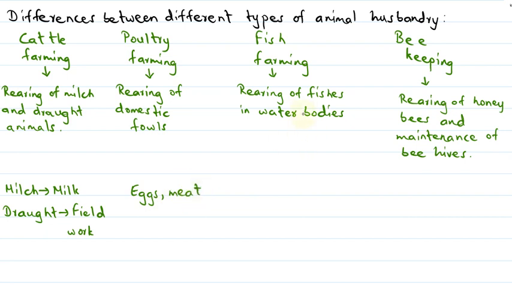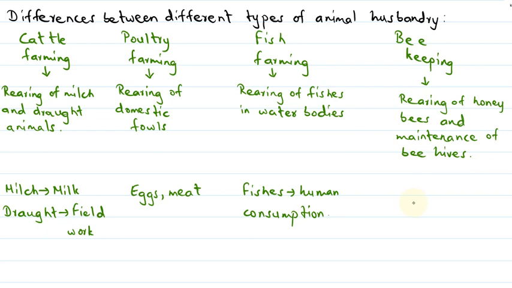In case of fish farming, by rearing of different varieties of fishes in water bodies, we obtain fishes for human consumption, and apart from that, fishes are good source of vitamins. We all know we also obtain fish liver oil, etc. by rearing of these fishes.